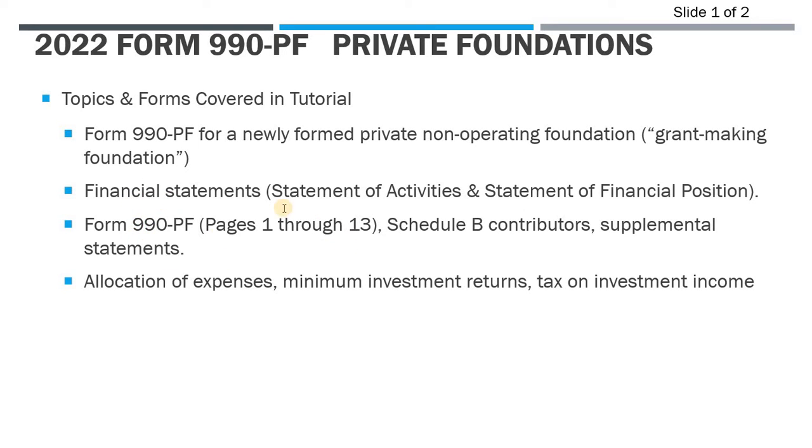We'll look at that. We'll do all of pages 1 through 13. Schedule B is going to be required because we have the donor contributing cash during the year, and then we have some supplemental statements and schedules that are also necessary. And then we'll talk about allocation of expenses and the taxes on the investment income.